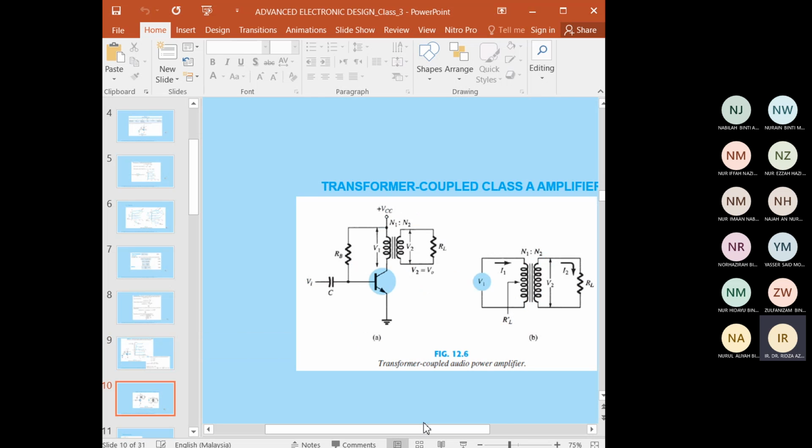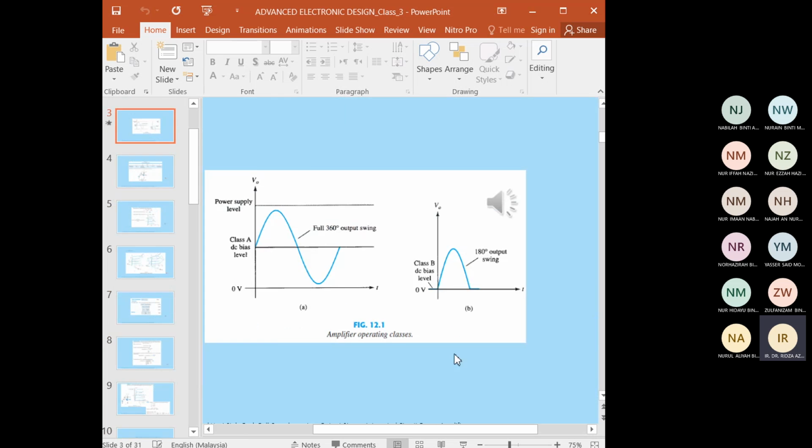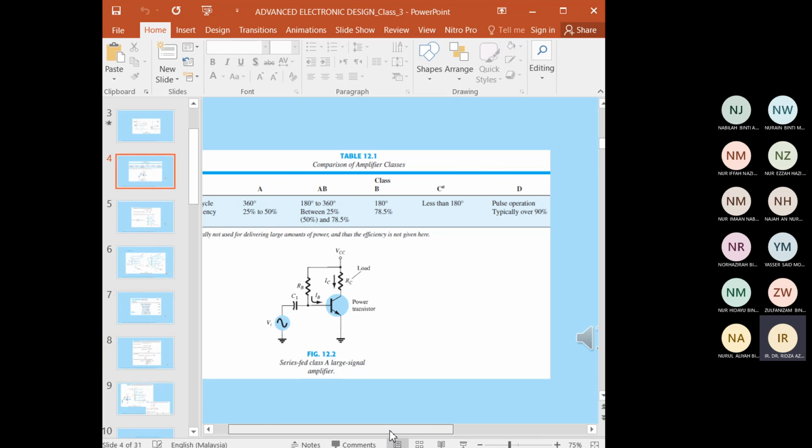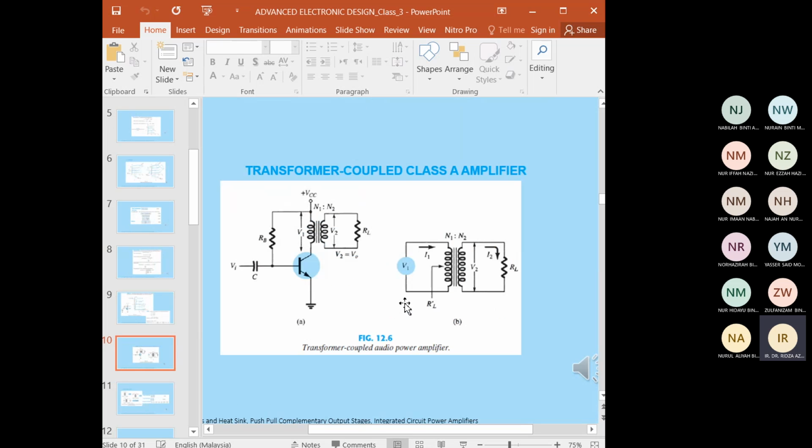So we proceed to the next topic, the transformer coupled class A amplifier. This uses transformer coupling for the audio power amplifier. It is a kind of class A amplifier, which has a maximum efficiency of 50%. If we refer to the table just now, for class A the power efficiency is from 25% up to 50%. The advantage is that it has the full swing of 360 degrees. You can see in Figure 12.6 a simple circuit formed using the coupling transformer.